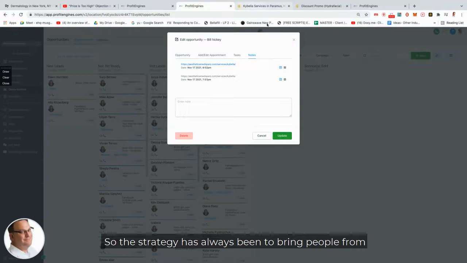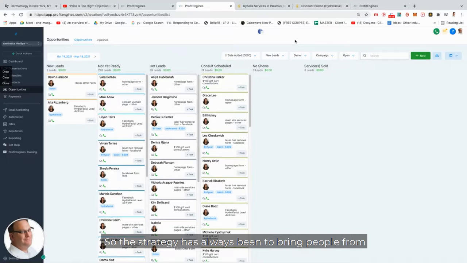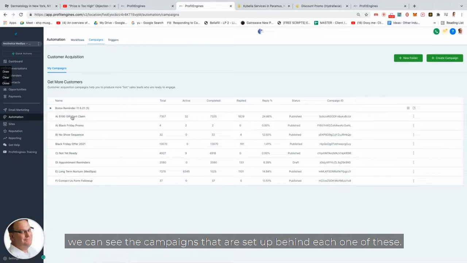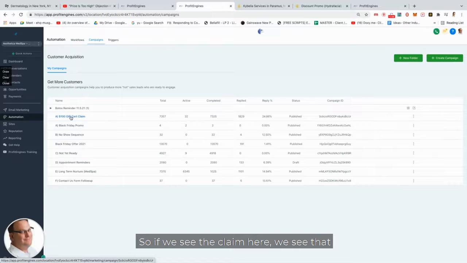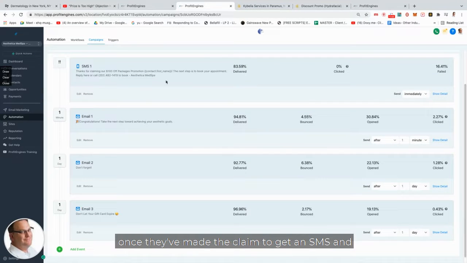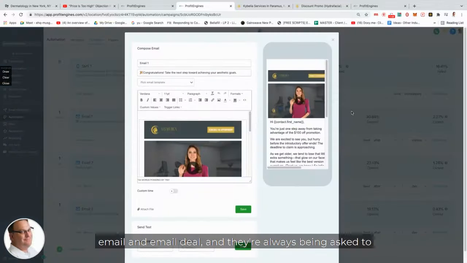So the strategy has always been to bring people in as a new lead automatically, because they get a subset of automations to ask them once they put their information in. And you can see the automations that are behind this. We can see the campaigns that are set up behind each one of these. So if we see the claim here, once they've made the claim, they get an SMS, an email, and they're always being asked to book an appointment.